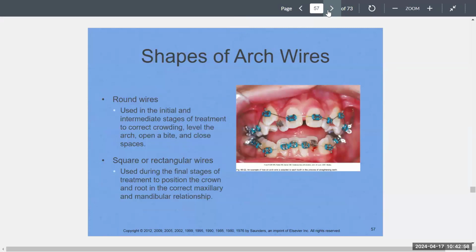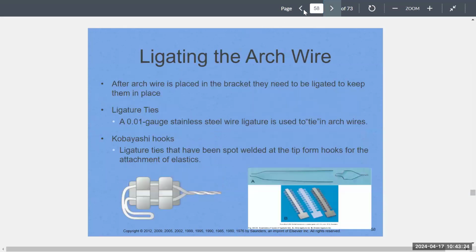But the shape of the wire also really matters. When you have a round wire, meaning if you were to cut this wire across and look at the cross section of it, it has a different function. Whereas square and rectangular wires are usually used for the final stages of movement, whereas round wires are for intermediate stages, for an open bite, etc.